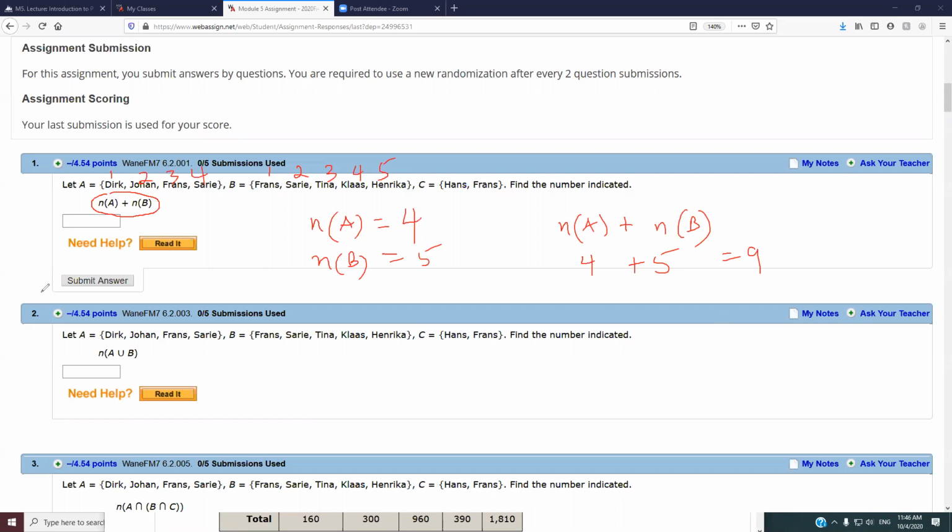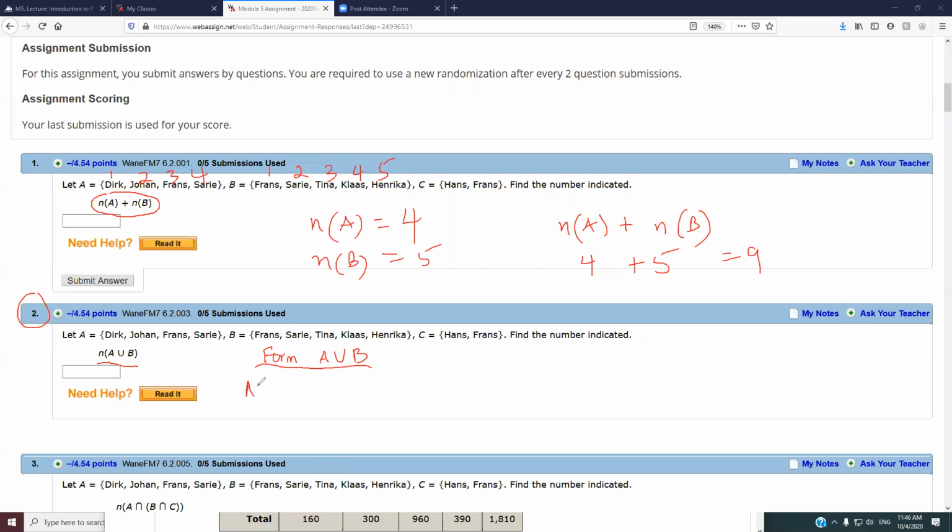All right, let's go to number 2. Number 2 is a little different because now they say how many elements are in A union B? All right, well, I can either do this using the formula, or I could just list out A union B and come up with the answer directly by counting. Let's do it both ways. So let's form A union B.